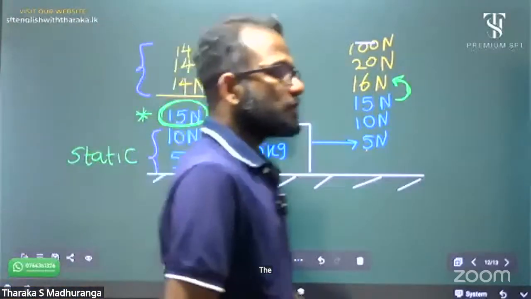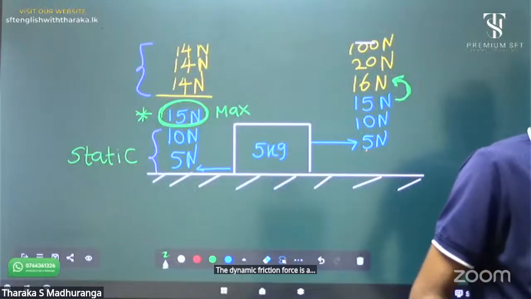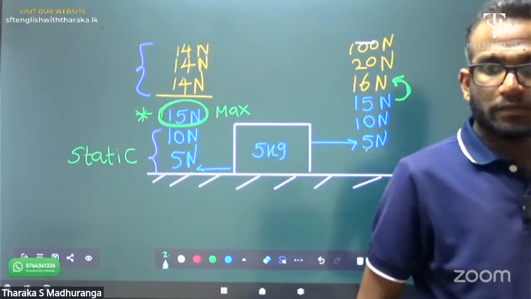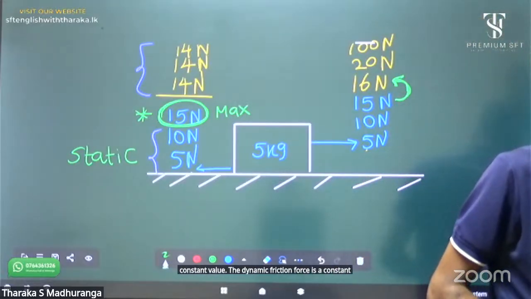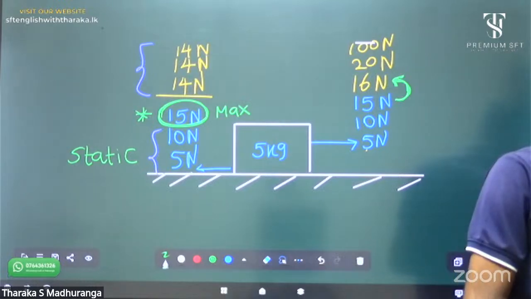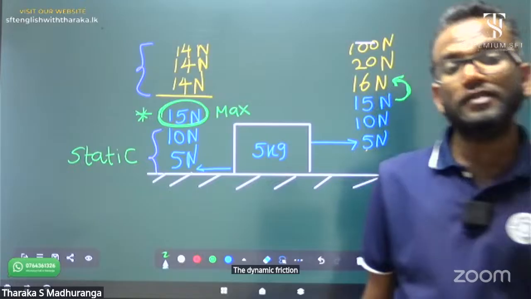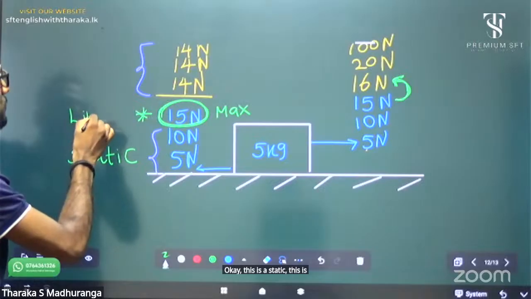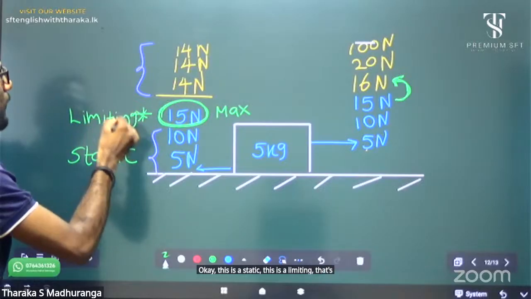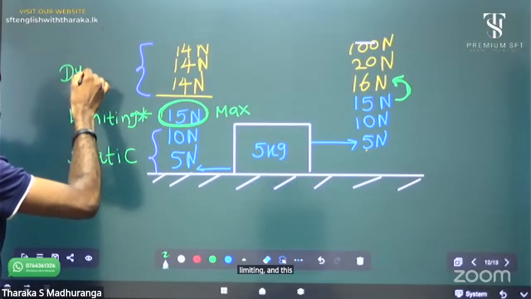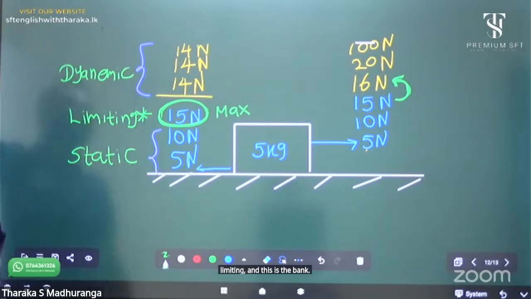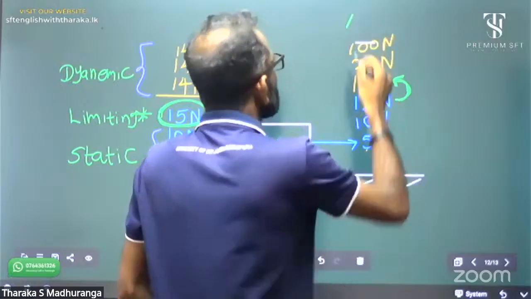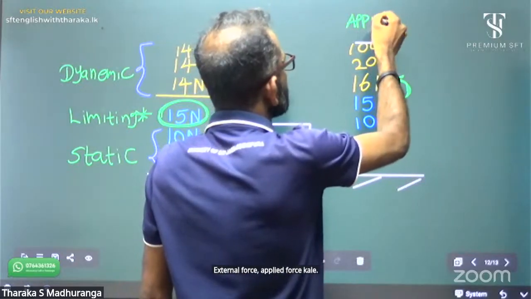The dynamic friction force is a constant value. Look, it is constant. This is the static, this is the limiting, the maximum limiting, and this is the dynamic. They are the applied force, external force, applied force.